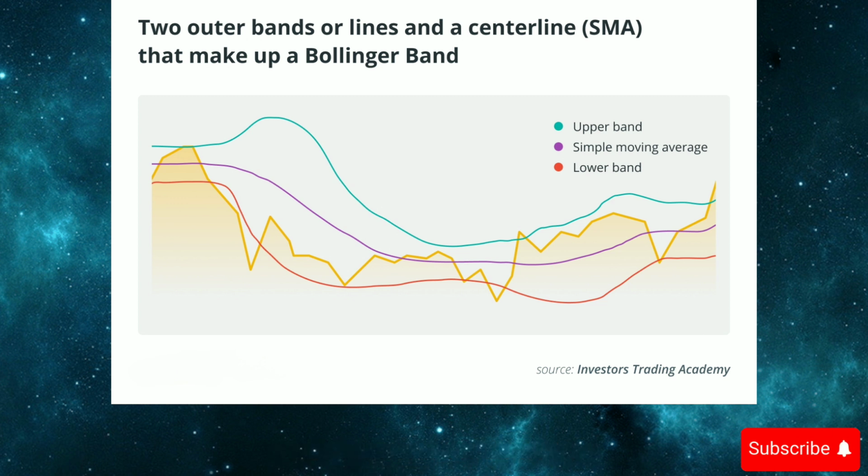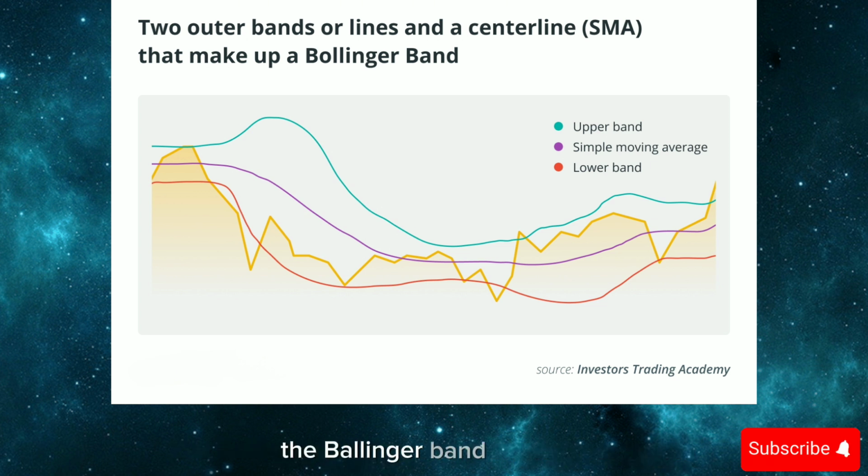The band's breadth provides information on market volatility. Broader bands denote higher volatility, while narrower bands denote lesser volatility. Crypto trading strategies with Bollinger Bands. Various crypto trading strategies using Bollinger Bands used by traders include the Bollinger Band Squeeze strategy for crypto.